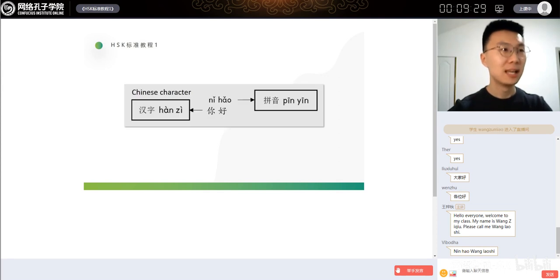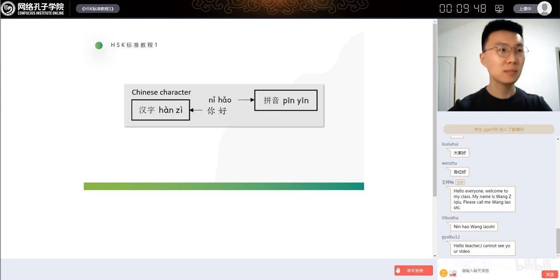Let's look at this. 你好, this part is 汉字. 汉字 means Chinese character. And this part, 你好, is 拼音. 汉字, Chinese characters, are the writing symbols of Chinese. Through pinyin, we can know the pronunciation of Chinese characters.